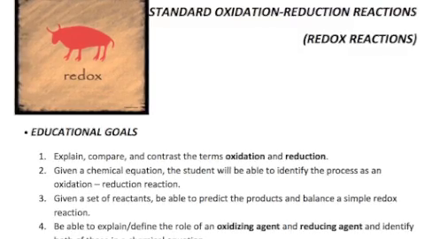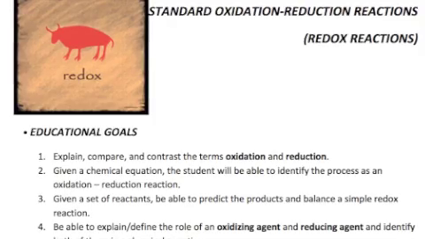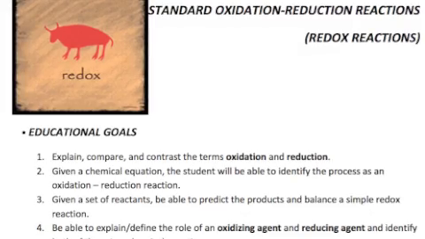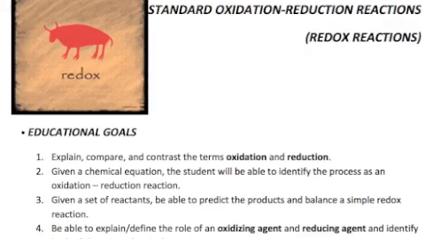And finally, 4. You'll be able to explain and define the role of an oxidizing agent and reducing agent and identify both of these in a chemical equation. Now that you know what we'll learn by the end of this video, I guess we should begin by explaining what oxidation and reduction are.